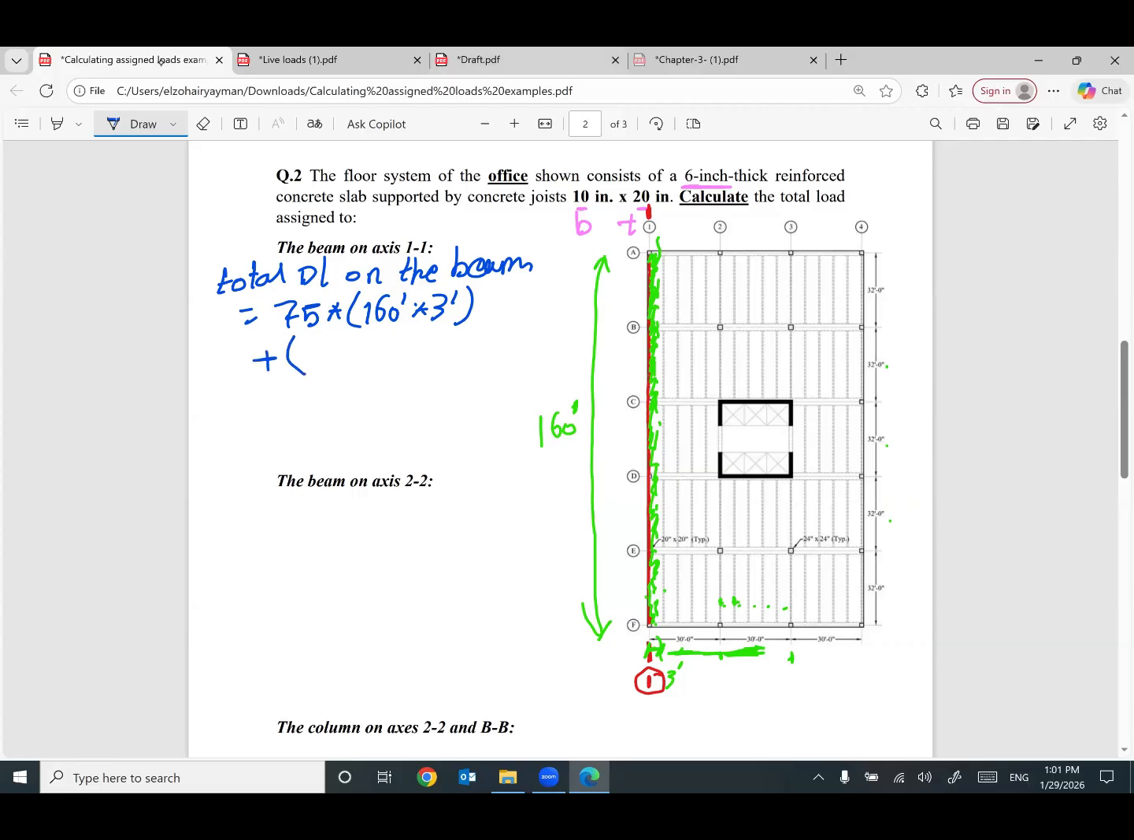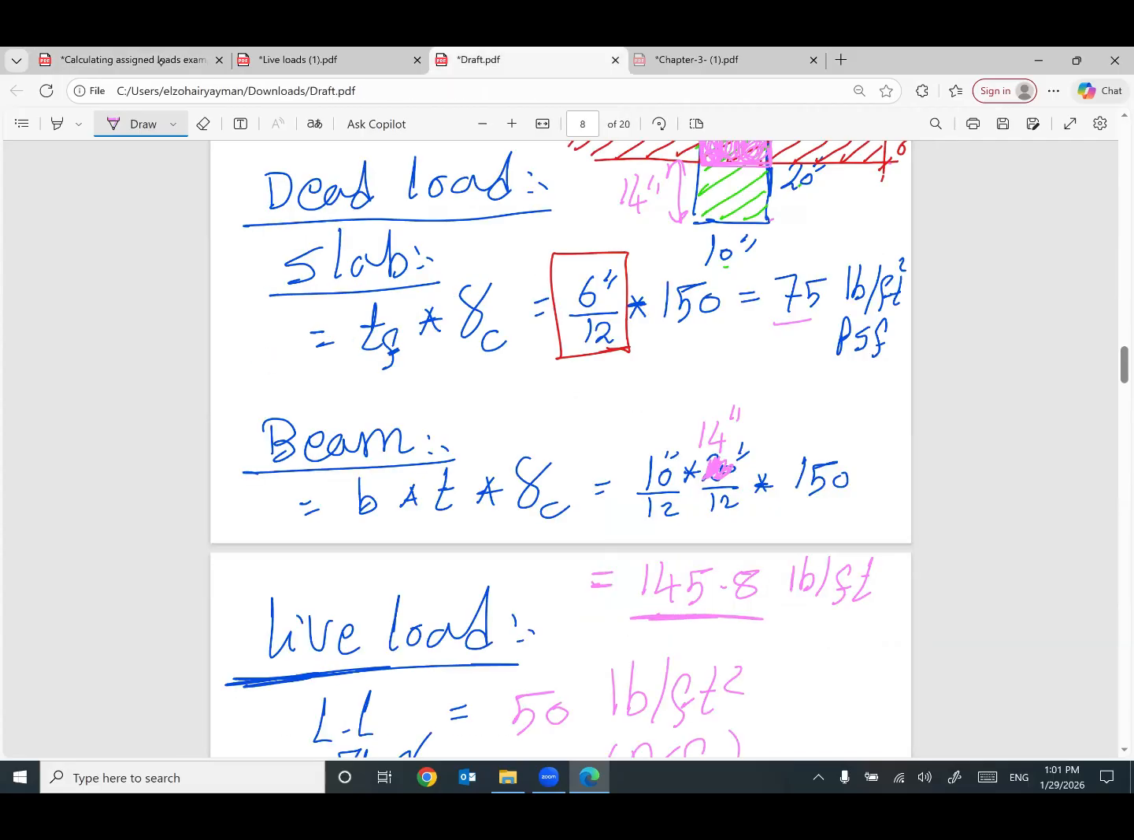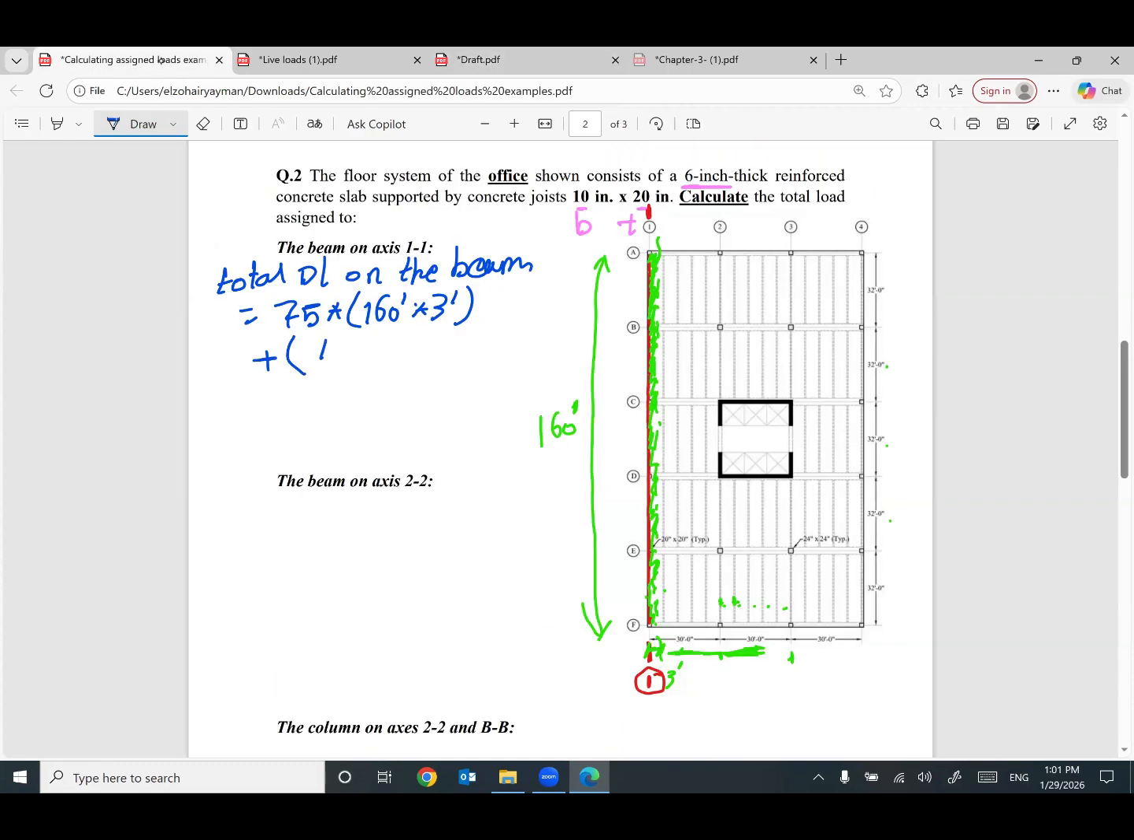plus the dead load coming from the beam, 145.8, times the total length of the beam, which is 160 feet. Total length. I can get the total dead load: 75 times 160 times 3 plus 145.8 times 160. I got 59,328 pounds.